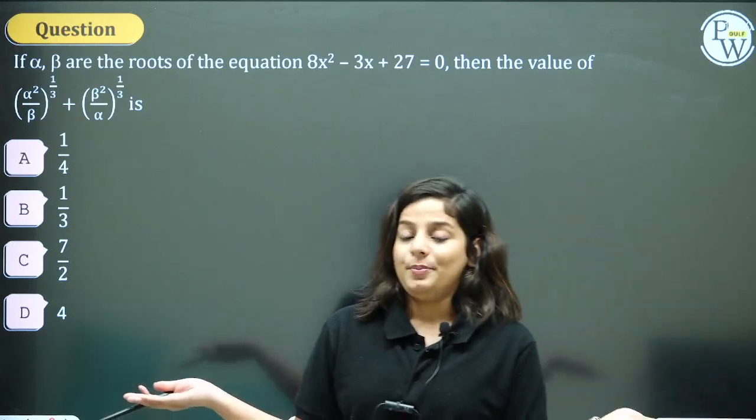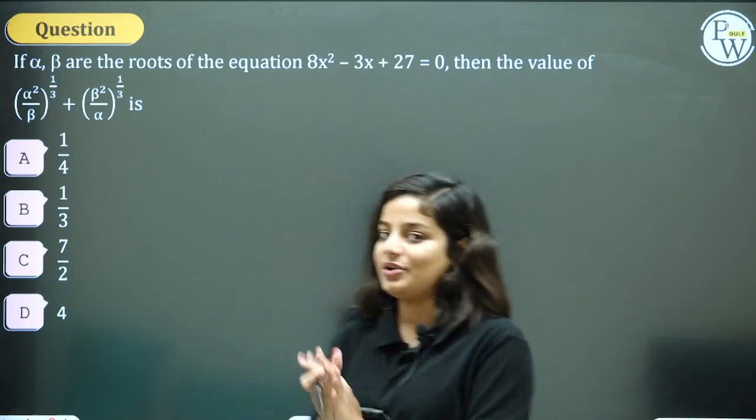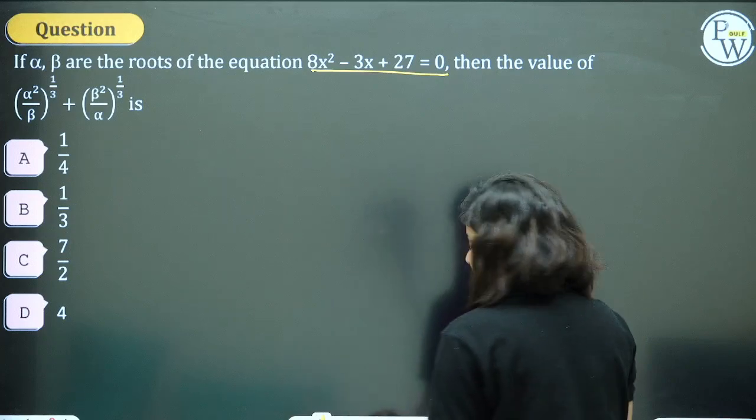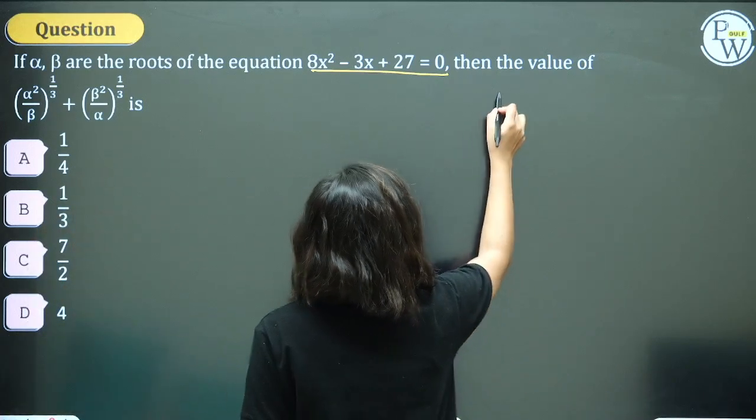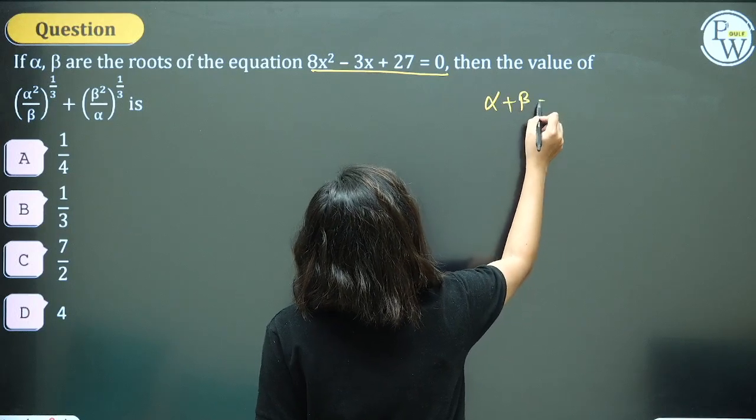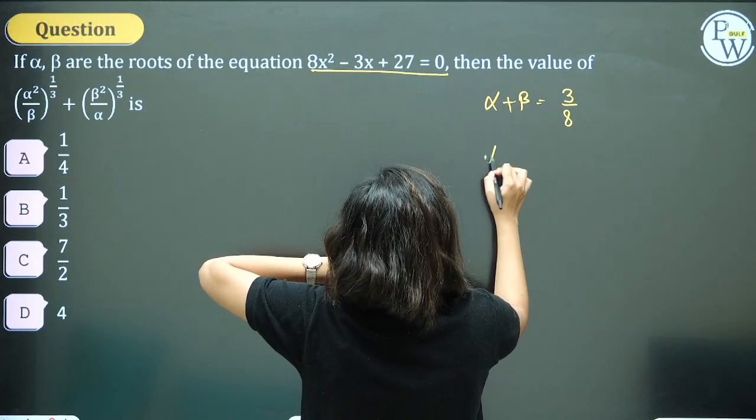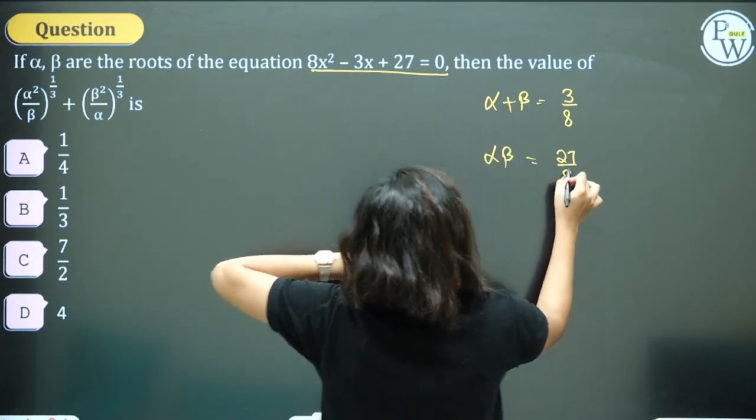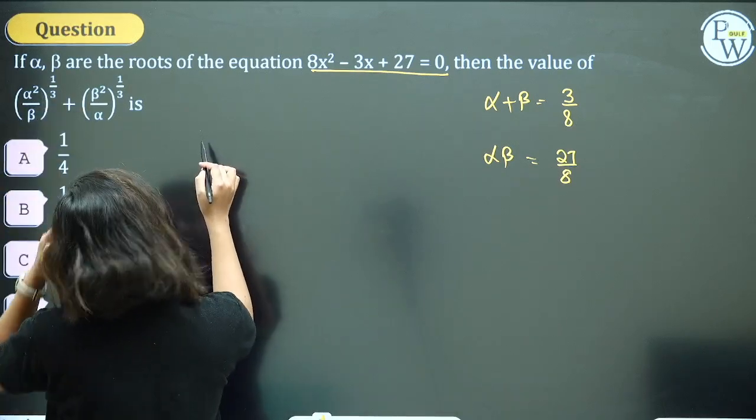Alpha square upon beta the whole raised to 1 by 3 plus beta square upon alpha the whole raised to 1 by 3 will be how much if this is your quadratic equation? Let's analyze, find the sum of roots, product of roots, and see what we can play with. Sum of roots is minus b by a, that's 3 by 8. Product of roots is c by a, 27 by 8. Here, cross multiplication is a good idea.